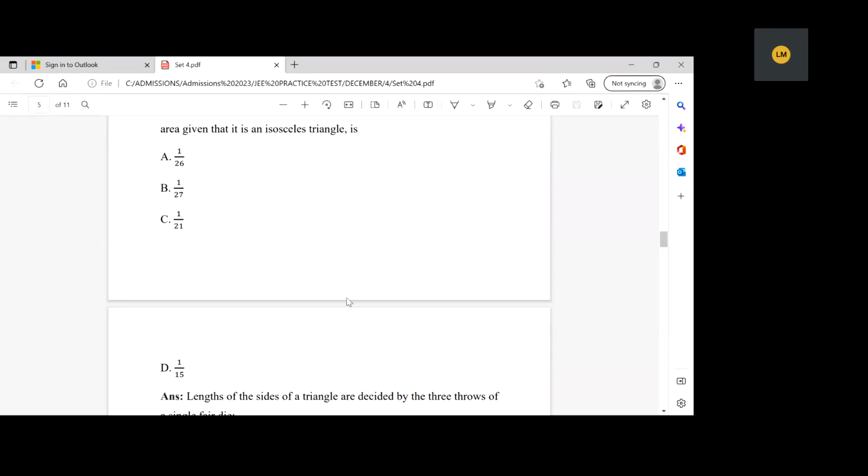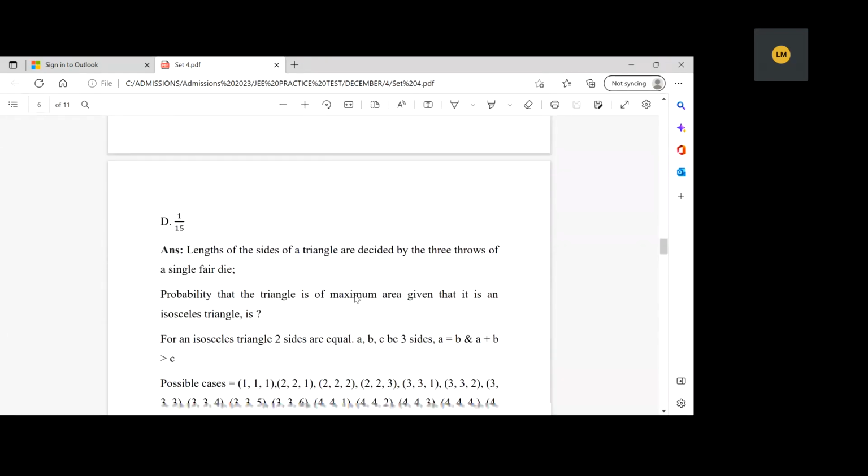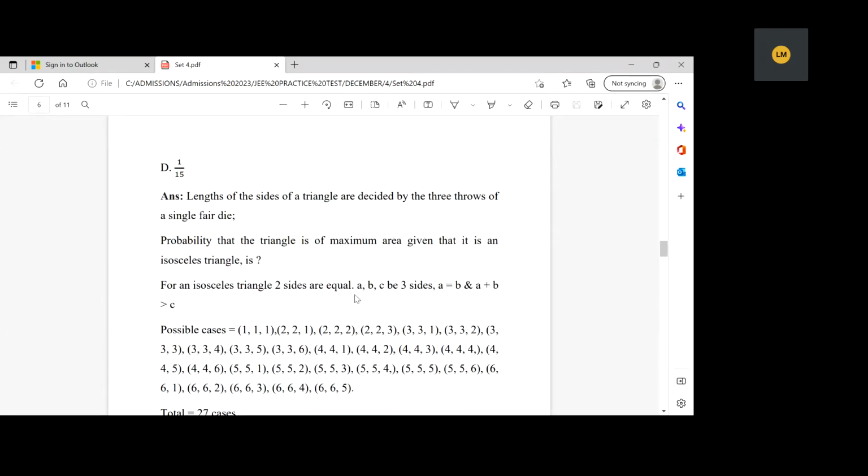So I think we can discuss the basic thing. Whatever is given in the question, I've just rewritten what all details are given. The length of the sides of the triangle is decided by three throws of a single fair die. I need to find out the probability in the case of maximum area, by considering the combination which gives the maximum area.